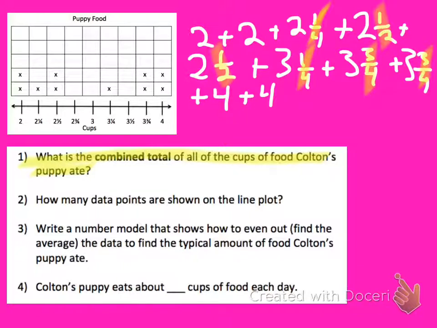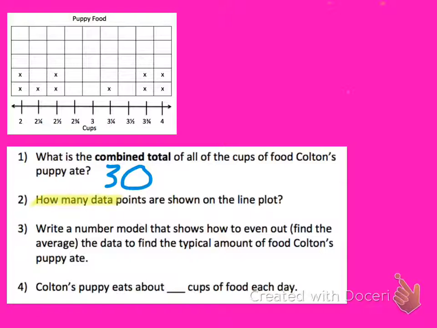Then I'm going to go ahead and add my whole numbers to it. If I add that all up, it equals 30. So the answer to question 1, the combined total, is 30 cups. Next question, how many data points are shown on the line plot? This one, I'm literally just going to count the number of X's on the line plot. So there's 1, 2, 3, 4, 5, 6, 7, 8, 9, 10. So the answer to this one is 10.